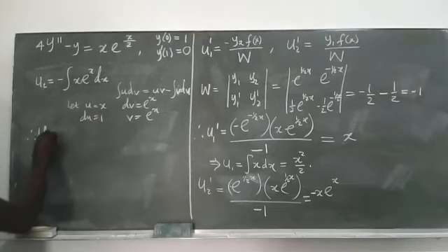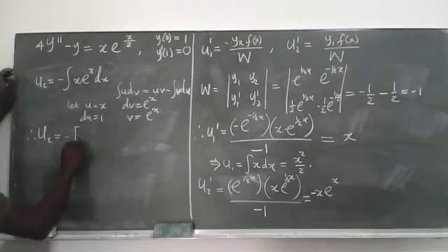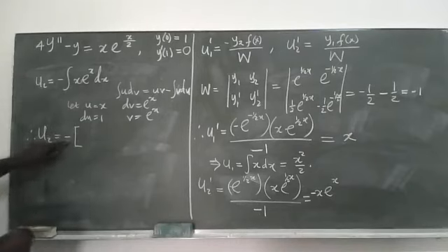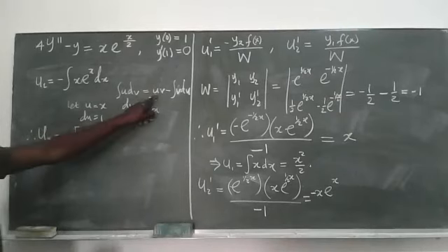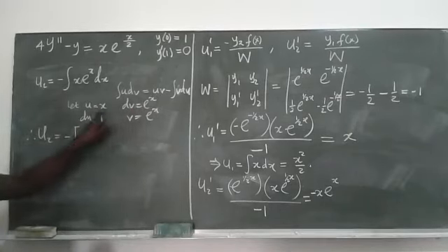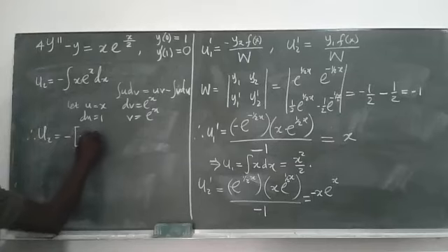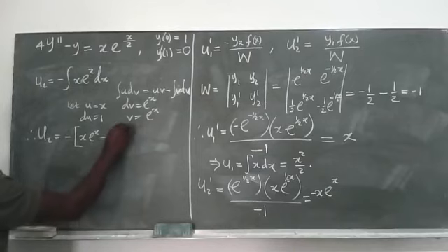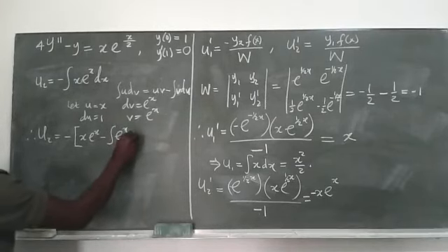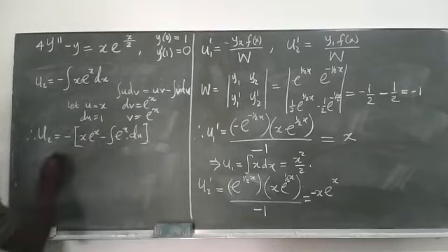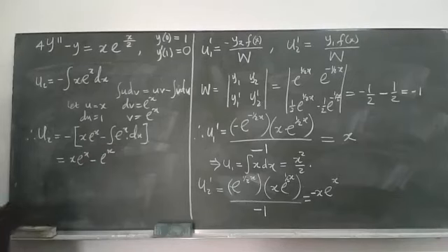Therefore, u2 is equal to minus this integral. So let me put this big bracket. This negative is this one, and then I'm going to write uv. This times that, I'll have x e to the x minus integral of v, e to the x, times du, which is just 1 dx. So if I simplify this, I'll have x e to the x minus e to the power of x. So this is my u2.